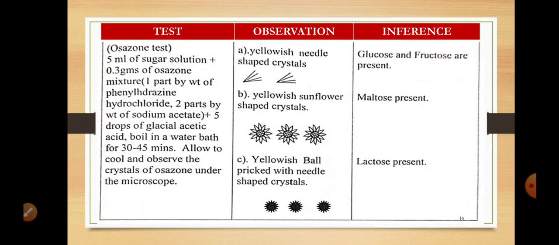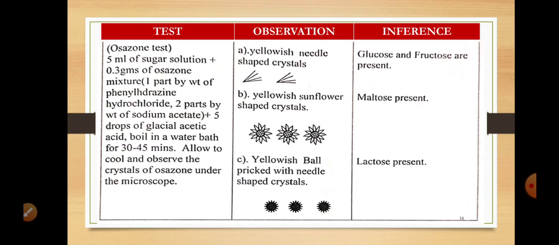Along with this, 5 drops of glacial acetic acid are added. Then the whole mixture is boiled on a water bath for nearly 30 to 45 minutes. After heating it for such a long time, it is allowed to cool, and then it is observed for the type of crystals produced under the microscope.